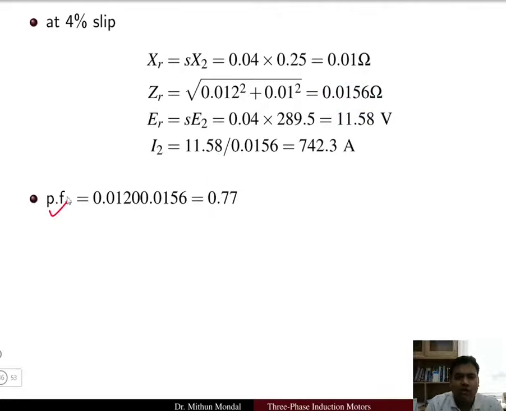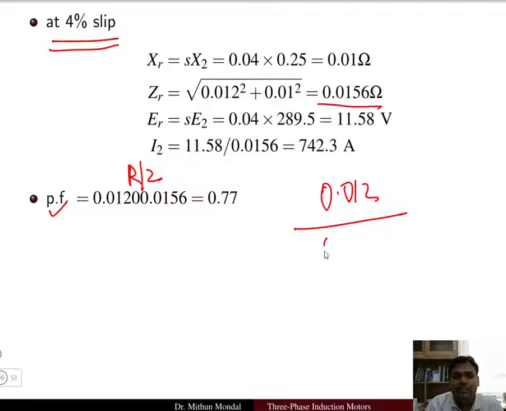So the new power factor at 4% slip is basically R by Z. The resistance is constant, which comes to be 0.012 divided by the total impedance, that is 0.0156. So we have to divide this, and that will give you the new power factor as 0.77.